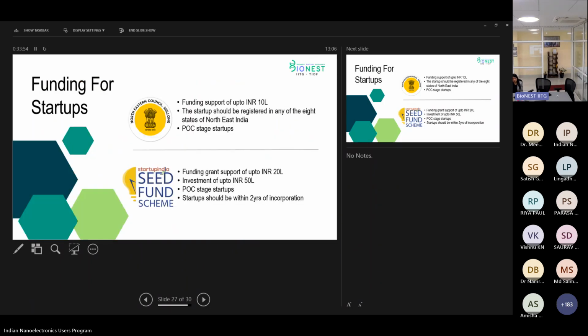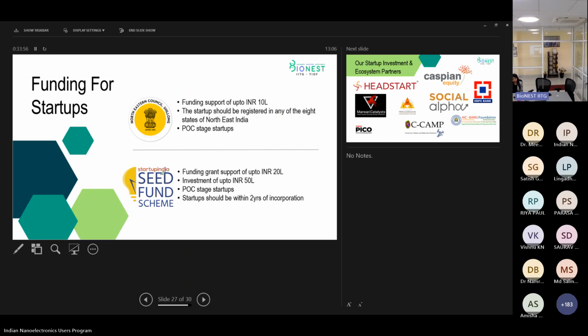So these are the two funding schemes that we have at present with Bionest. One is from the Northeast Council. Basically, we provide funding of up to 10 lakhs per startup, but the startup should be registered in any of the 8 northeastern states. That is one condition for this funding scheme. And the second condition is that the startup should have done the POC, like you have done the proof of concept and you are building a prototype.